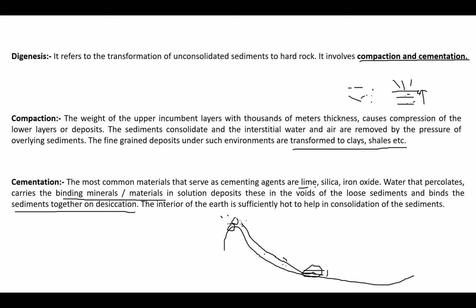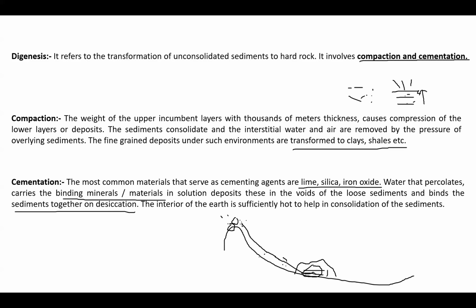Where does this cement come from? As I told you, rocks are made up of a combination of different minerals. So in the rocks themselves, these cementing agents will be there. As there are heavy depositions like this, imagine the deposition is very high, there will be intense heat beneath these layers. Due to that, the interior heat is sufficient to consolidate and lead to the cementation of your depositions.